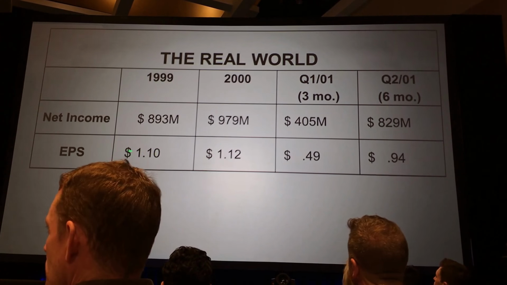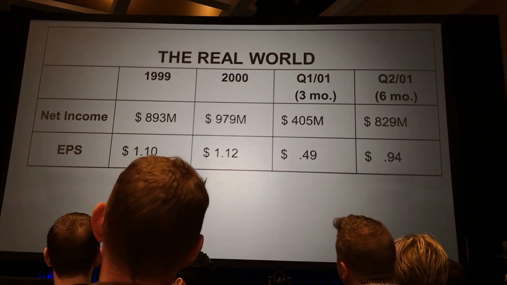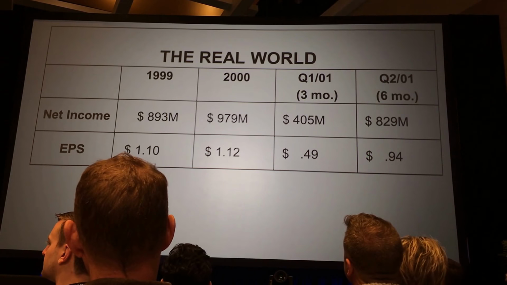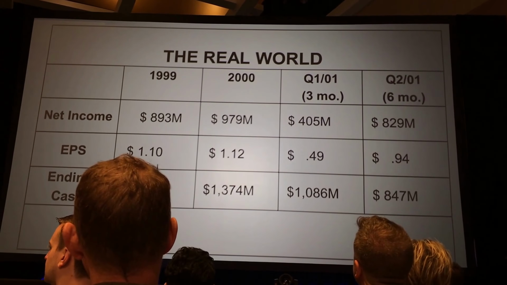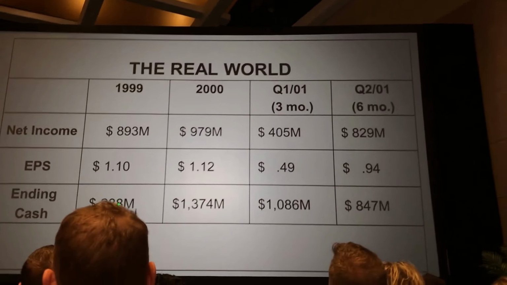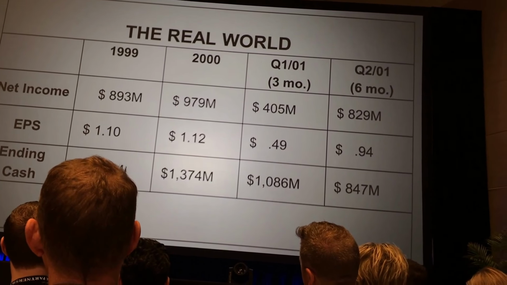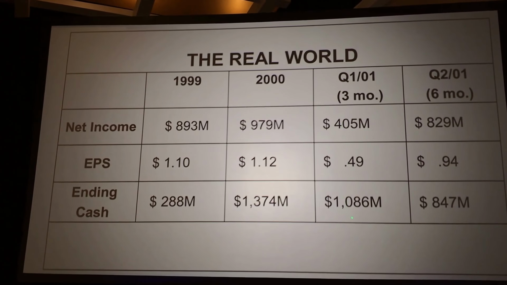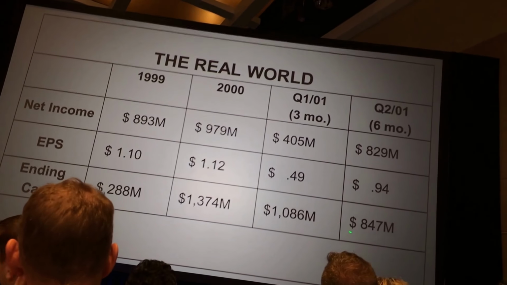These dudes are on fire. This is their earnings per share. So you take the number of shares outstanding and divide that into the amount of profits. And so here's the number, earnings per share, 94 cents in this 6 months. Here's their ending cash. So in 1999, at the end of the year, they had $288 million in cash. At the end of 2000, they had $1.3 billion. At the end of Q1, they had $1.1 billion. Here they got $850 million. So their cash is going down.